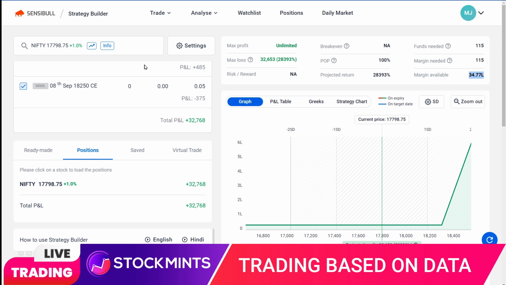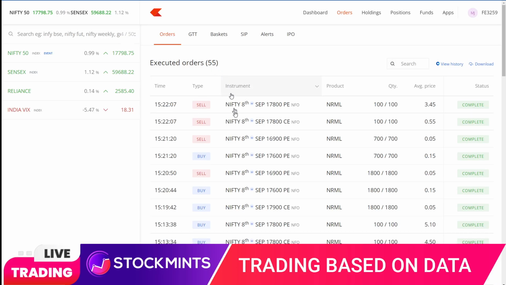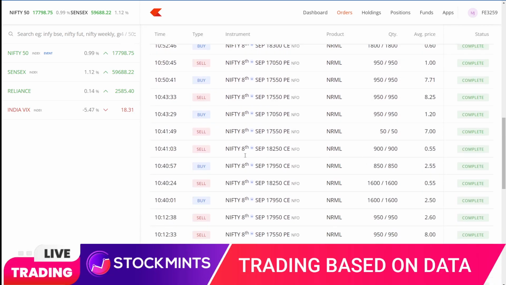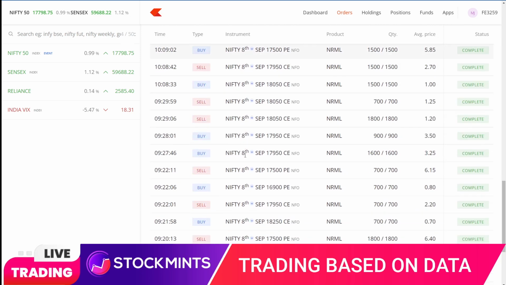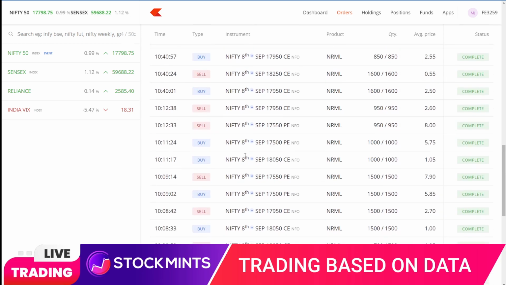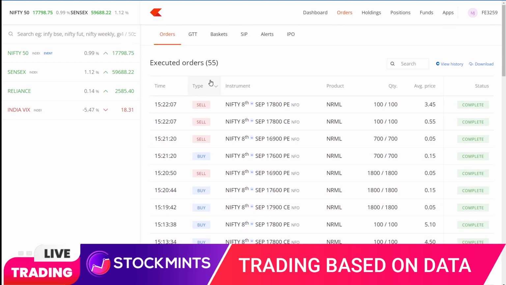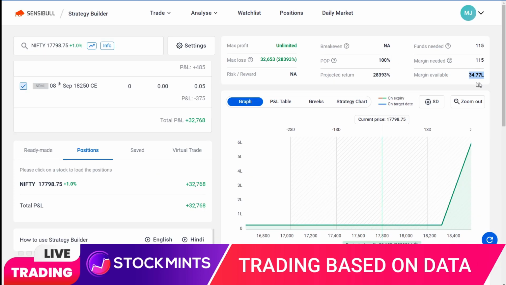34.77 lakhs. I'll quickly show my Zerodha orders page as well, just to confirm that this is not Photoshop trading. This is real trades. Everything happened in a single session, and we executed about 55 trades to achieve a total profit of 1%, 32,768 on a capital of 34.7 lakhs. So we'll analyze how it is done.